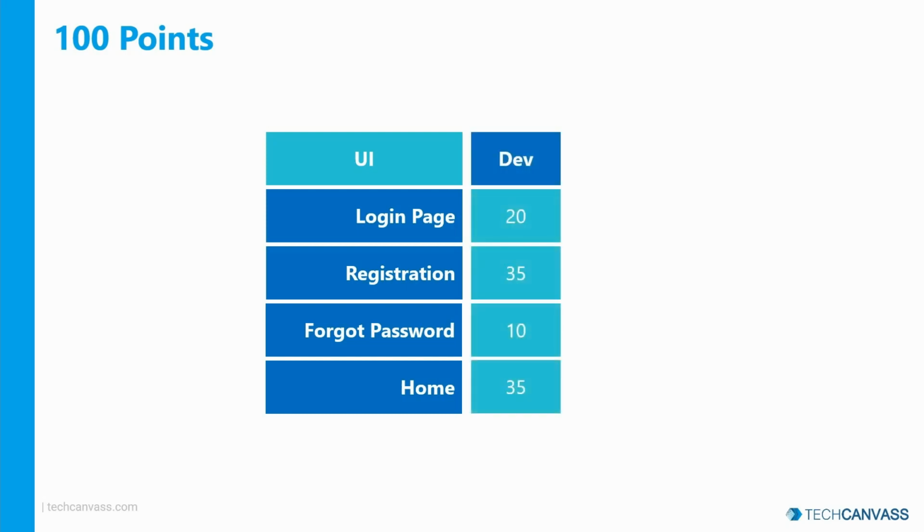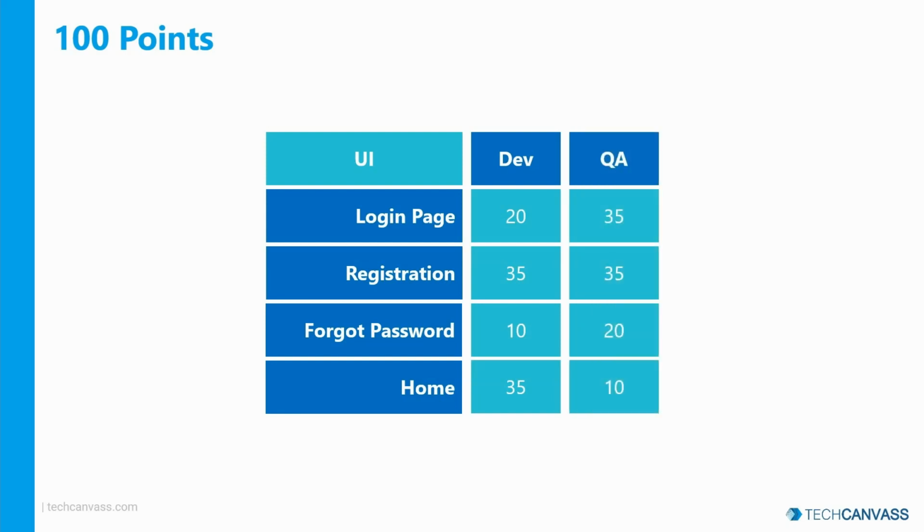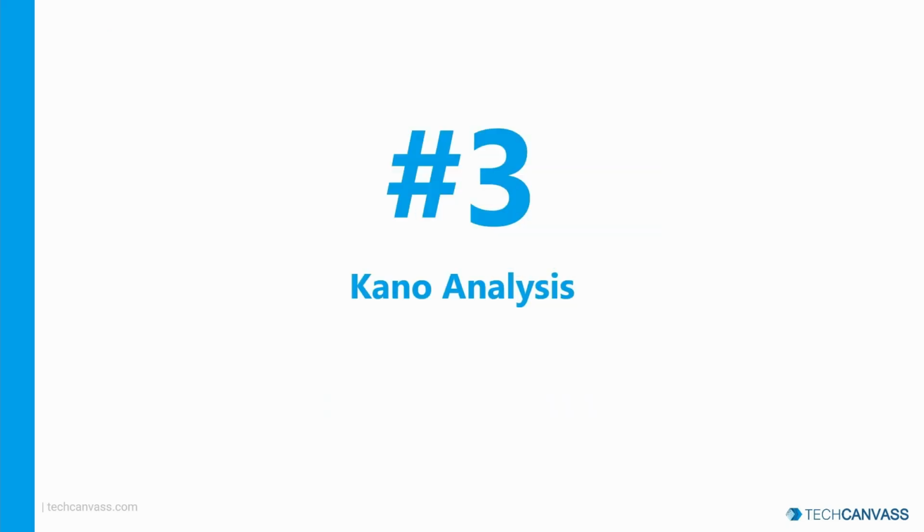Let's say that developers have given these points for these modules: 20 points for login page, 35 for registration, 10 for forgot password, and 35 for home. And then the QA has given these points: 35 each for login and registration, 20 for forgot password, and 10 for home. You may see a difference in the allocation because the QA feels that login and registration are of higher priority, so they gave a larger number of points. This can be used as a means to debate within the team and come to a healthy conclusion about which modules deserve higher priority.